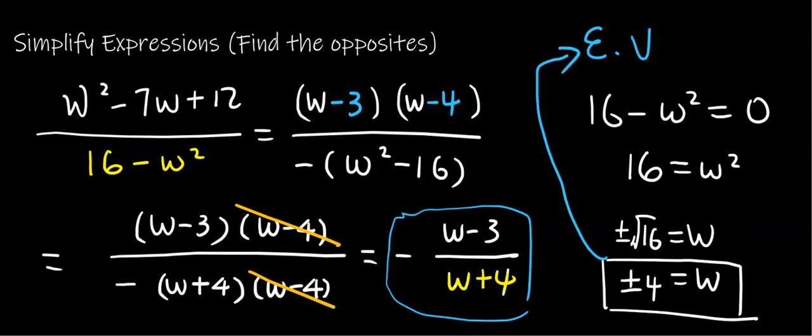All right, that is how we simplify rational expressions by finding the opposites. Two different ways to find it, and also to find the excluded value.